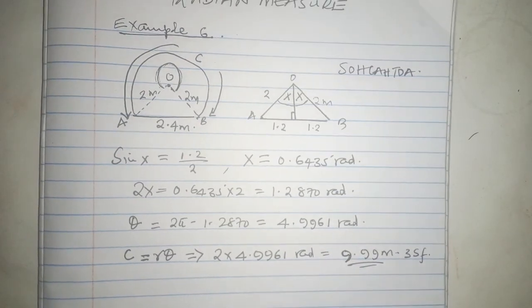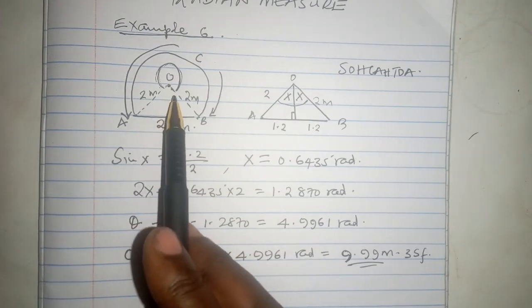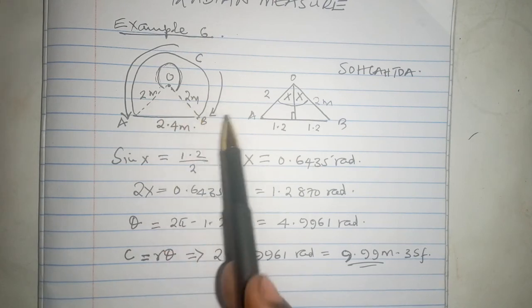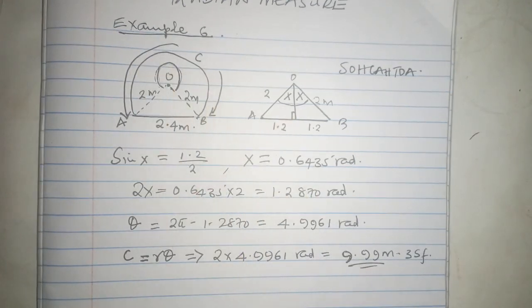Please note that we have been forced to first find the angles of the triangle. Then we subtracted from the angle at a point in radian form, 2 pi, and we got the angle subtended by the arc at the center of the circle to be 4.9 radians. Having found that, the arc length remains very simple, because we just have to apply the formula that the arc length is r theta, and r is given, and now we have theta, and we found it to be 9.99 meters to 3 significant figures.